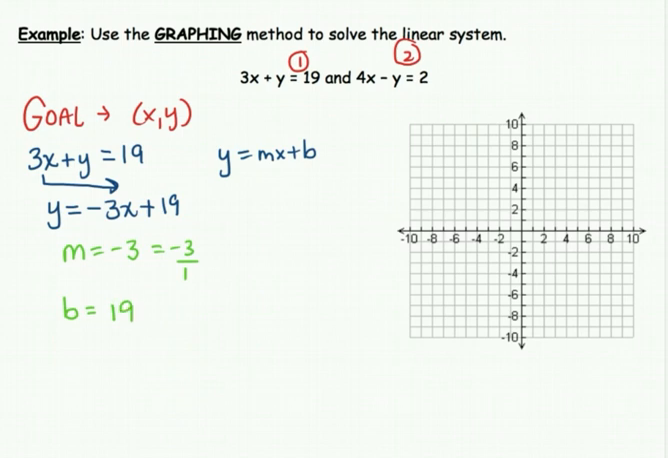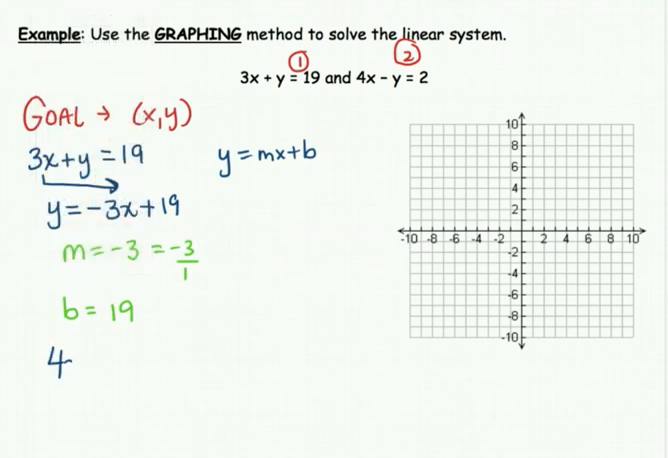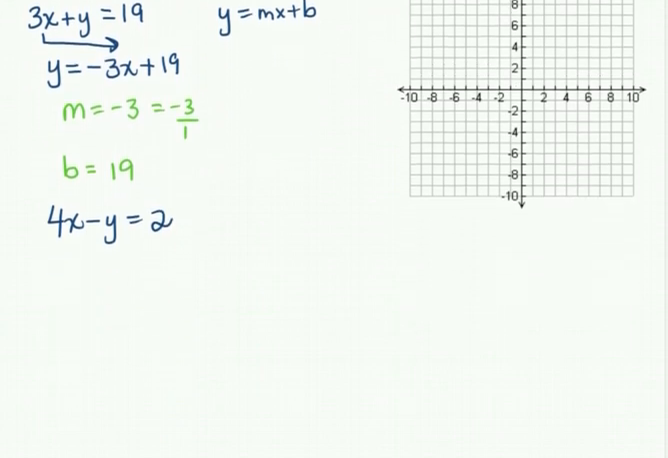Okay, so before we graph, let's find the y equals mx plus b form for the other equation, equation number 2. So that's 4x minus y equals 2. Okay, so again, we're trying to find the y equals mx plus b form. So a few different ways you can do this. In the end, you need to have y to be positive.